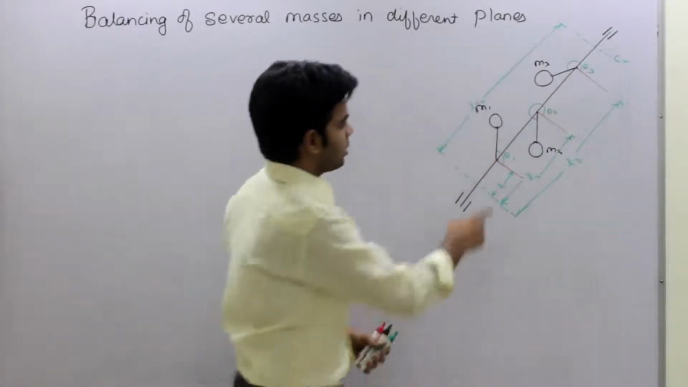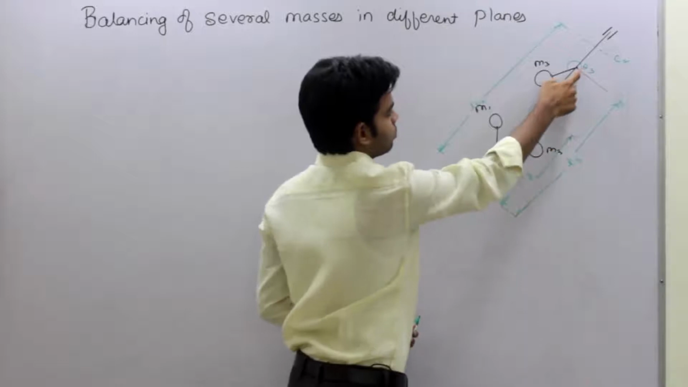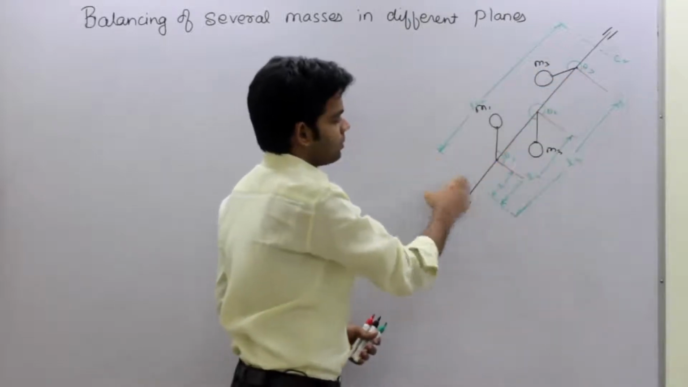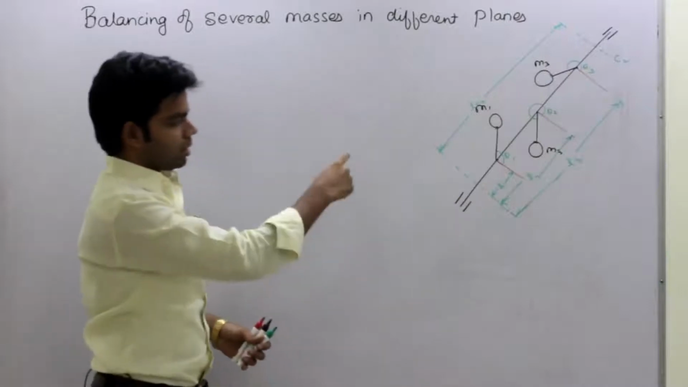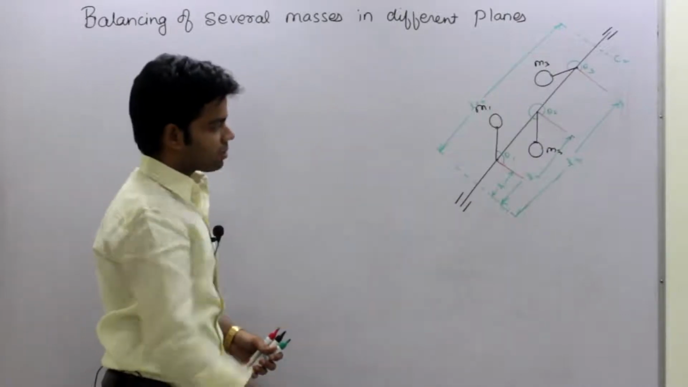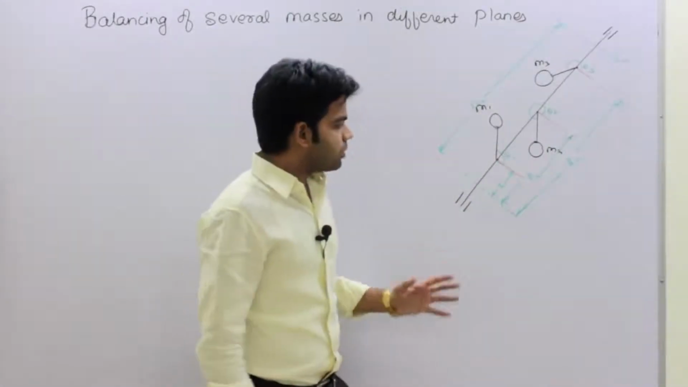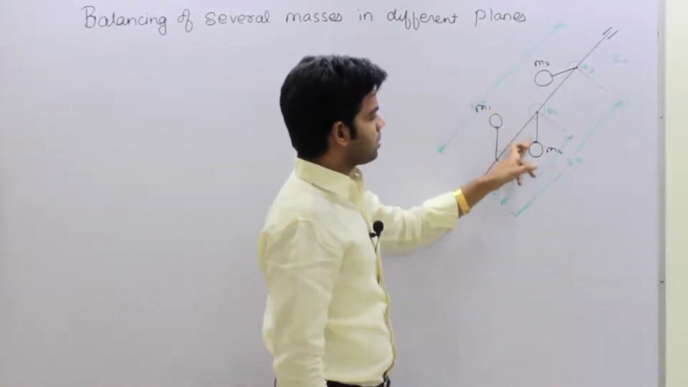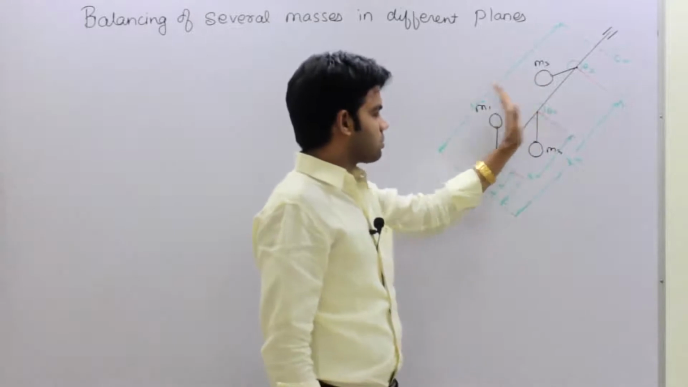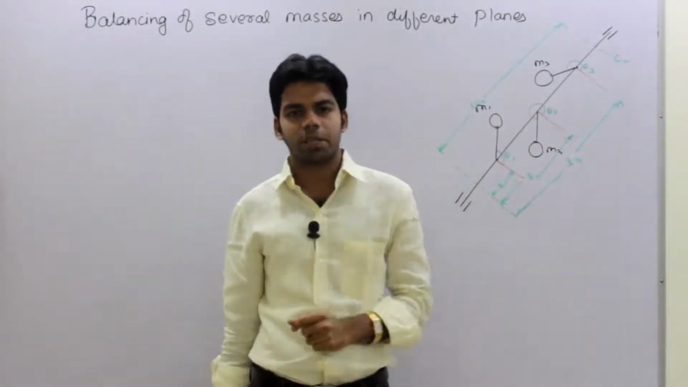So what we have done so far, we were having three different masses at angles theta 1, theta 2, theta 3 in three different rotors. We have taken two reference planes C1 and C2, and we have taken the distance of different masses from the reference planes. So the very first thing is we have to transfer these forces, the forces Fc1, Fc2 and Fc3, to any one reference plane.